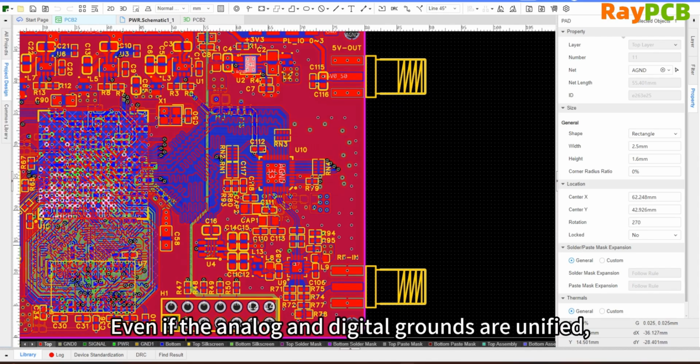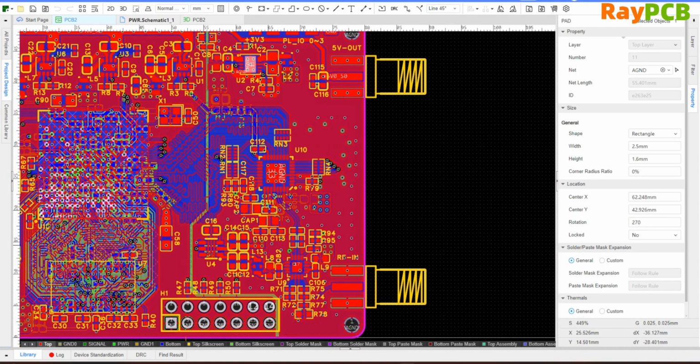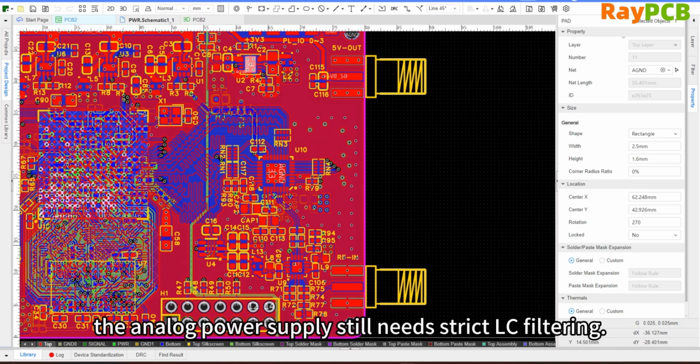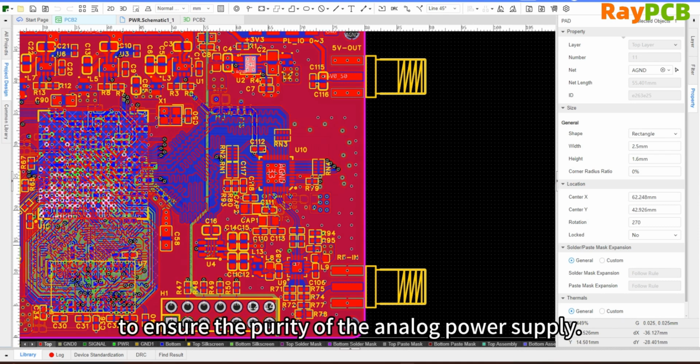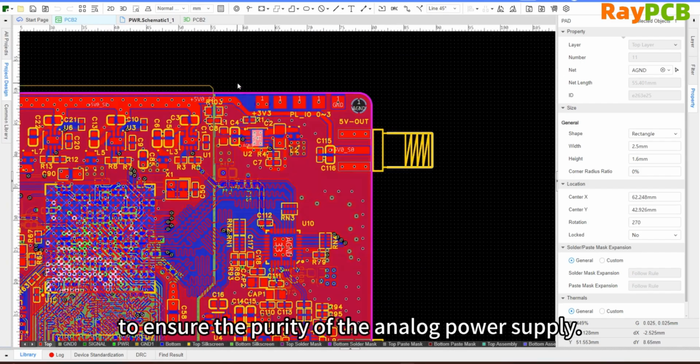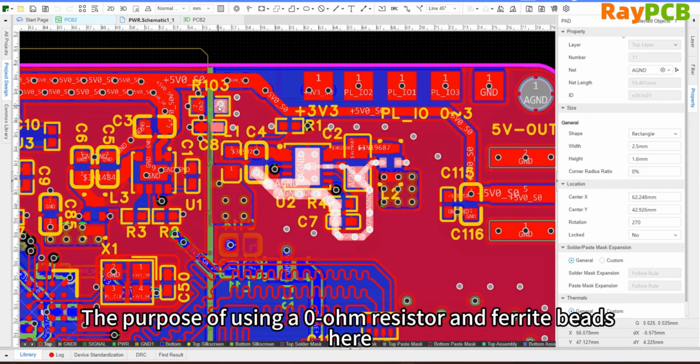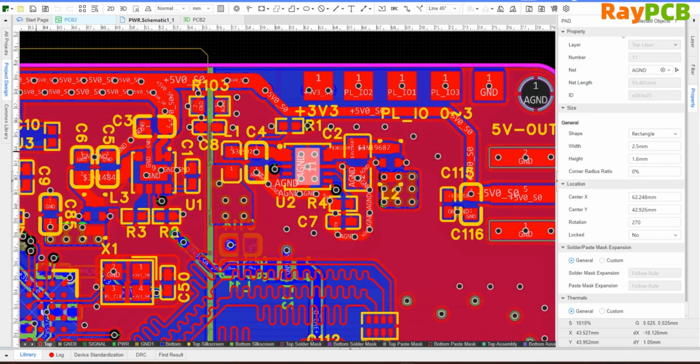Filtering of the analog power supply. Even if the analog ground and digital ground are unified, strict LC filtering is still required for the analog power supply. Use low ESR capacitors and magnetic beads to ensure the purity of the analog power, just like we use current limiting resistors and magnetic beads for the same purpose.